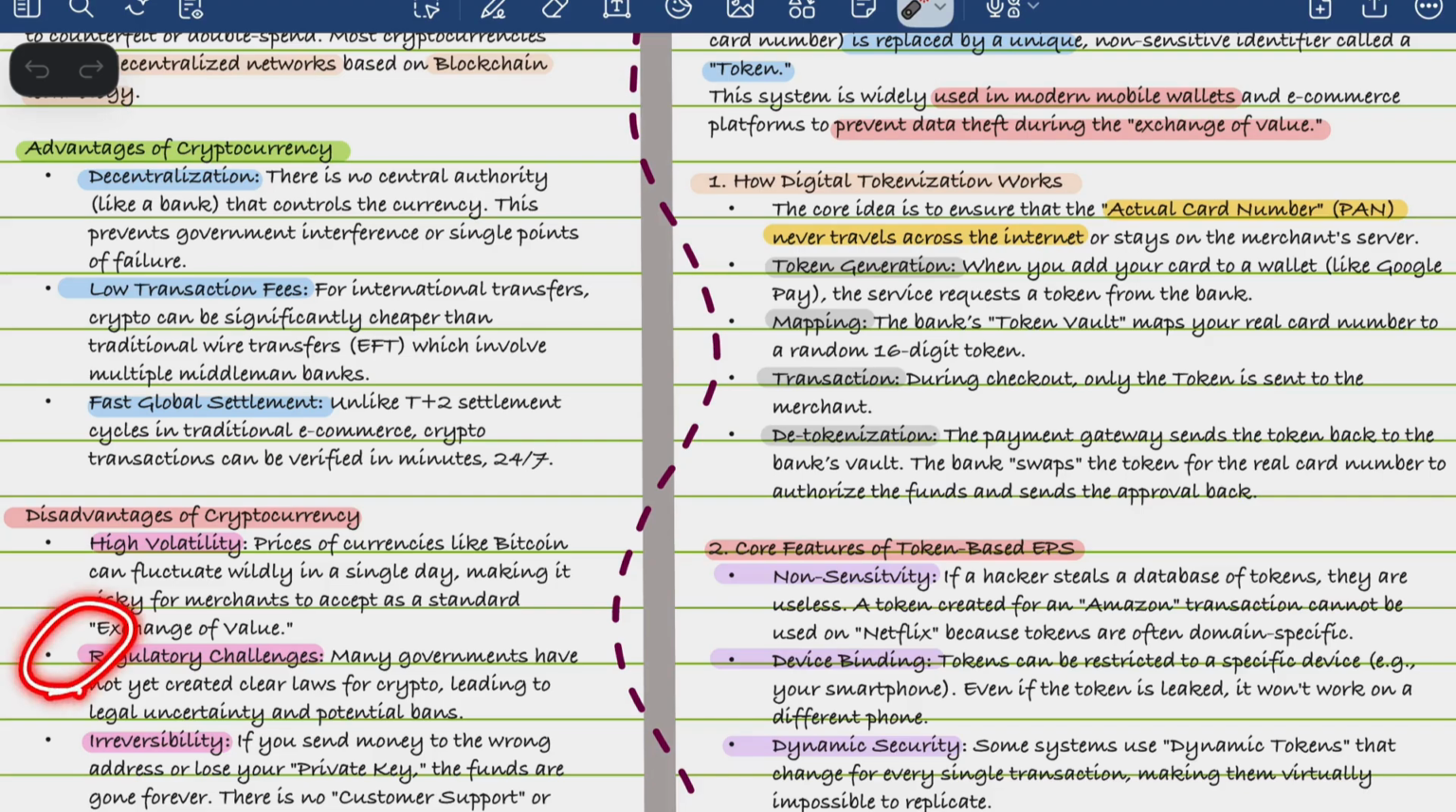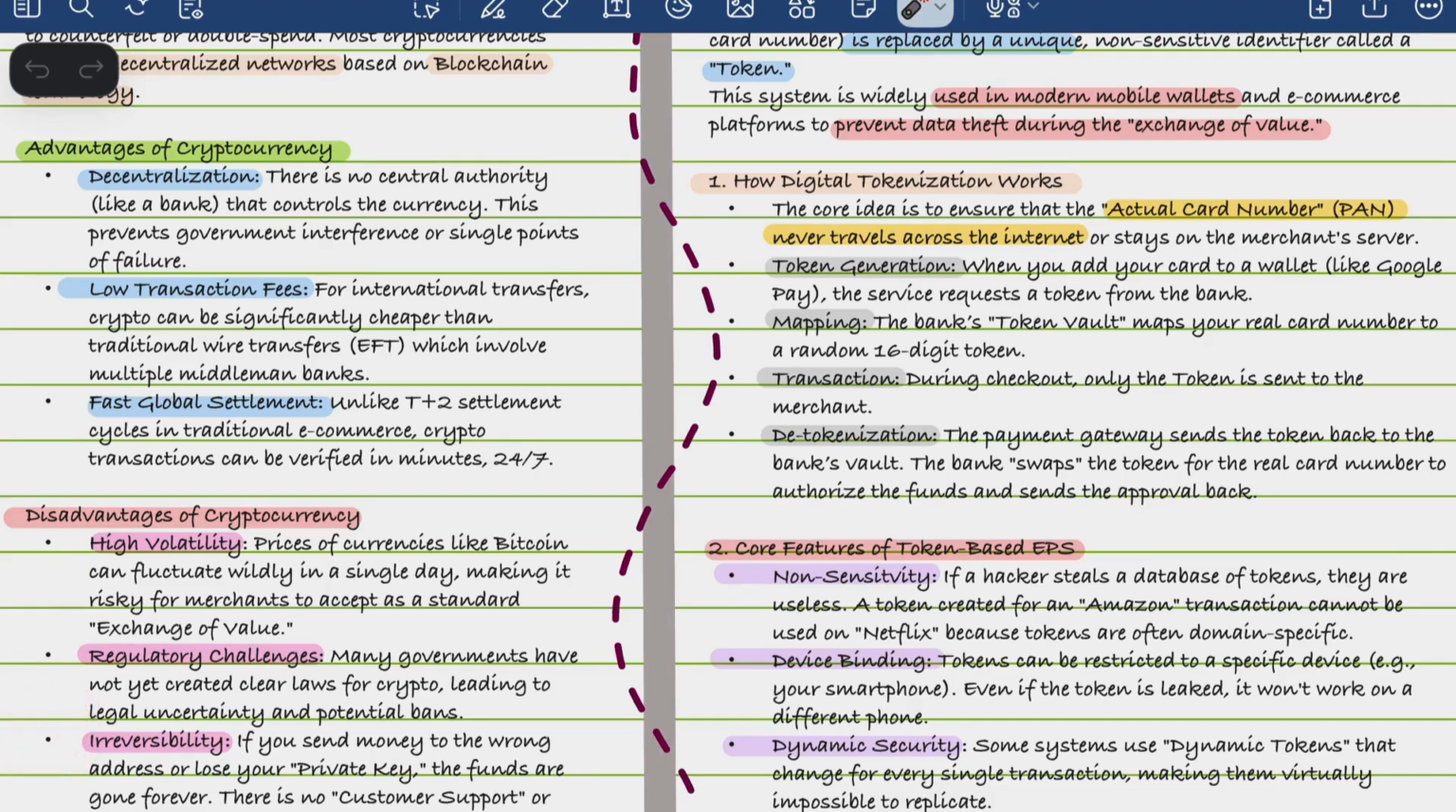Then you see there are regulatory challenges. Many international governments have not yet established a clear legal framework for digital assets, right? This creates ongoing compliance risk and potential legislative bans as well. That is why people are avoiding it as well.